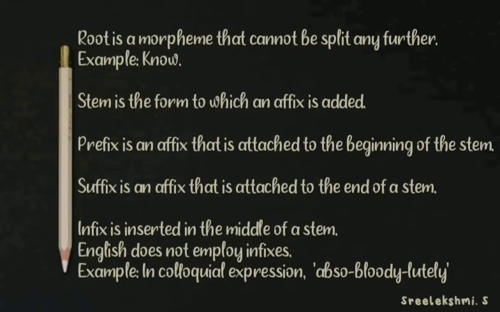Root. A root is a morpheme that cannot be split any further. For example, no. If you split it, you will get no meaning. Stem is a form to which an affix is added. Prefix is an affix that is attached to the beginning of the stem, and suffix is an affix that is attached to the end of a stem. Infix is inserted in the middle of a stem, and English does not employ infixes. Example, in the colloquial expression, abso-bloody-lutely.